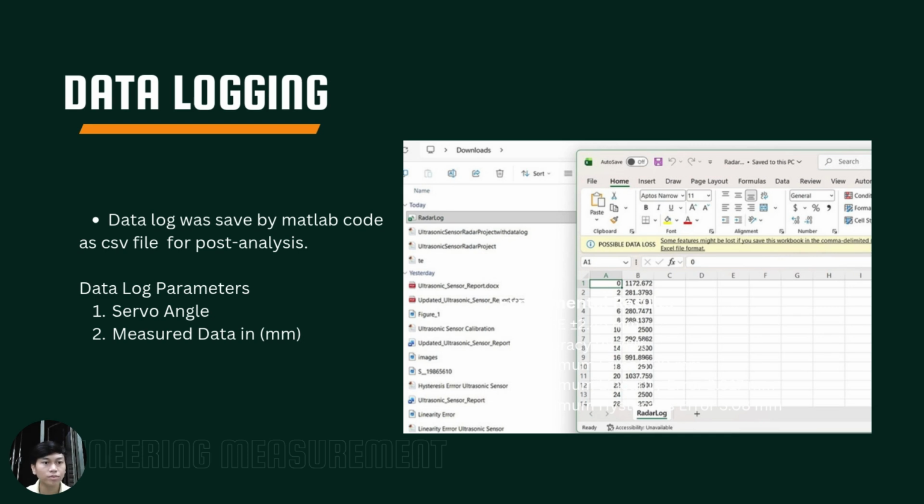In order to save the data log, we use MATLAB code. We save it as a CSV file for future analysis. The data log parameters are the servo angle and the ultrasonic measurement data in millimeters.